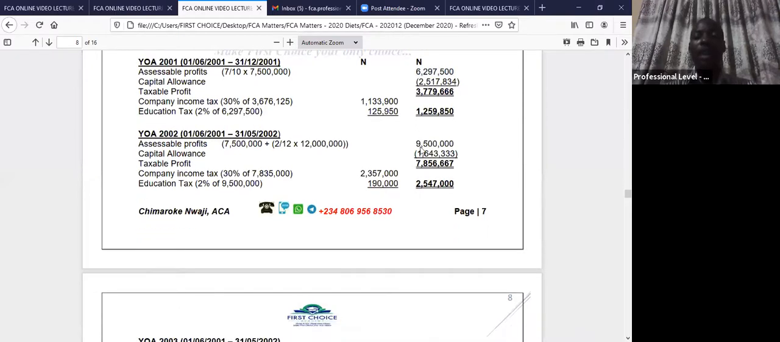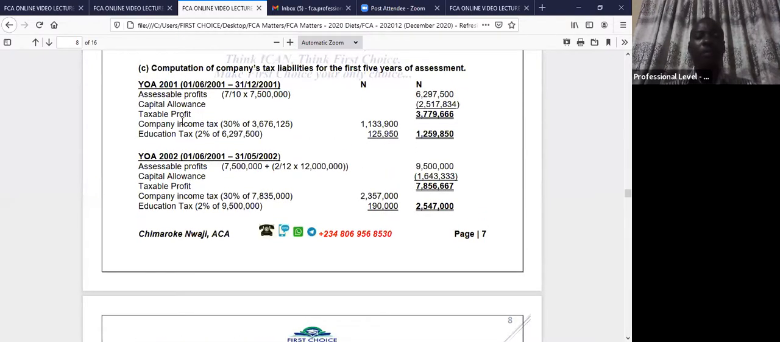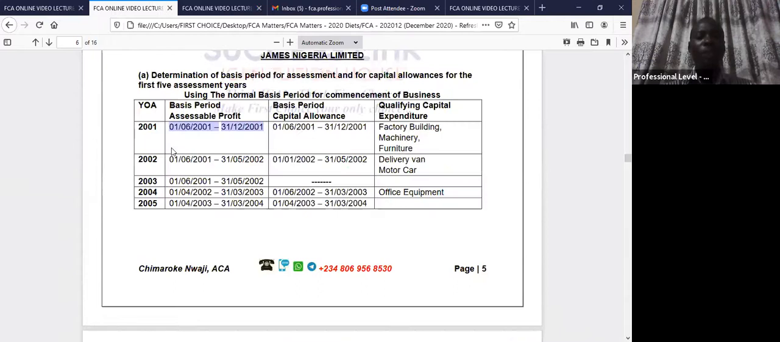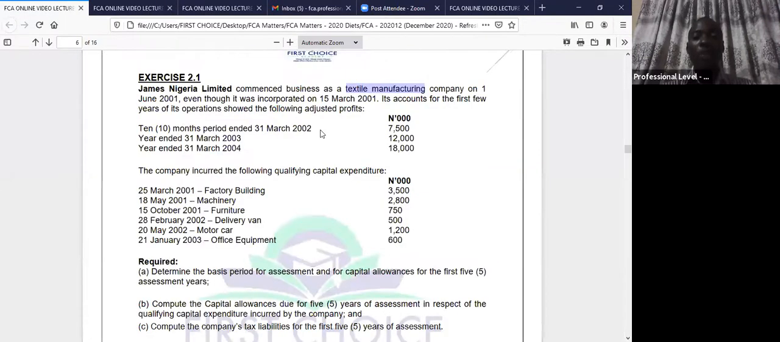For the second year, what's our basis period for the second year? It is from June 1 to May 2002. So we are given up to March 2002, and we start from the same date the business started.